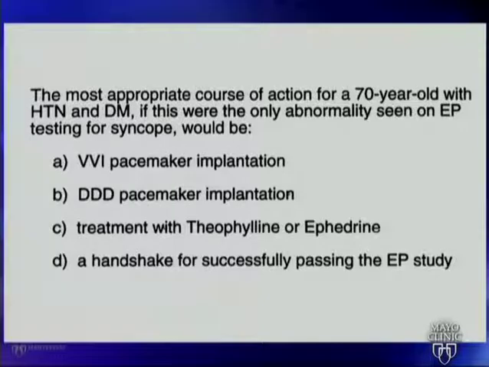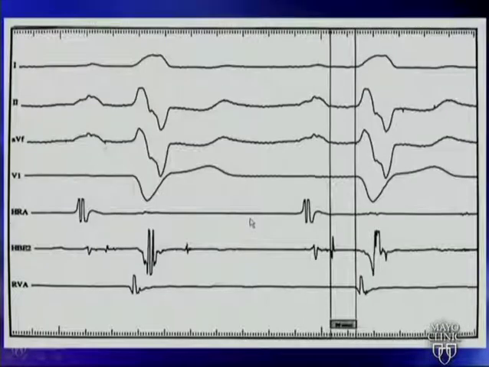What about this one? The most appropriate course of action for a 70-year-old with hypertension and diabetes. If this were the only abnormality seen on EP testing for syncope, so the patient had syncope and you're doing EP testing, what would you do? Would you do a pacemaker? And if you do, is it a VVI or DDD pacemaker? Would you treat with a drug like ephedrine or theophylline? Or just say, no problem, good EP study? So look at this.